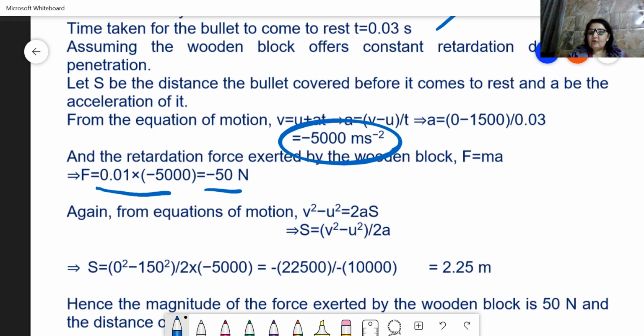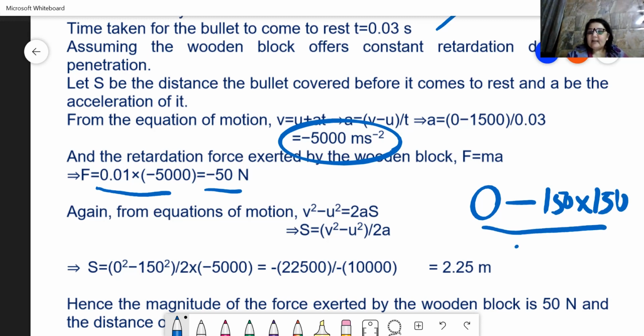Now you have another part, because that's a long question where he is asking about s. v square minus u square is equal to 2as. So s is equal to (v square minus u square) upon 2a. You know that formula, you only have to put the values here. For a simple calculation, you can just write 0 minus 150 multiplied by 150, divided by 2 multiplied by minus 5000.